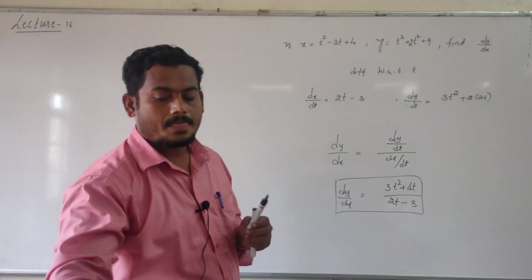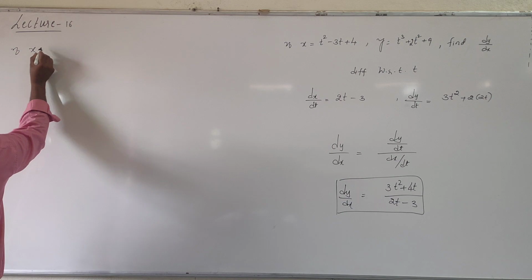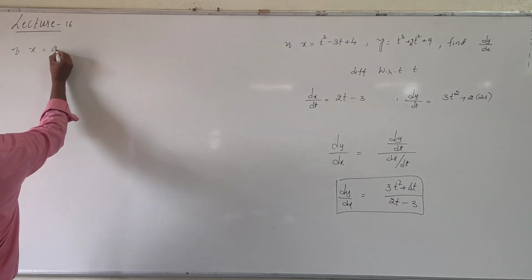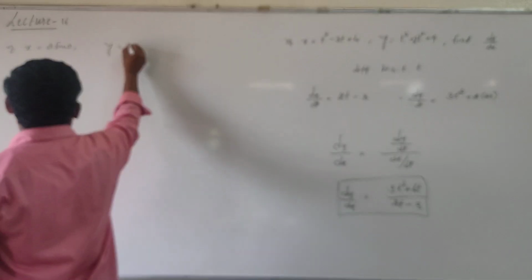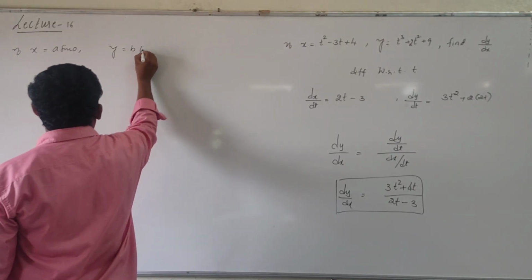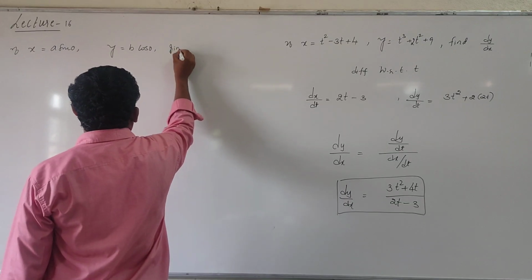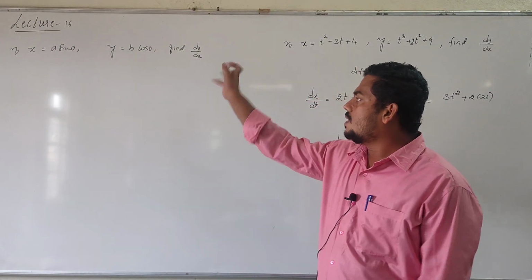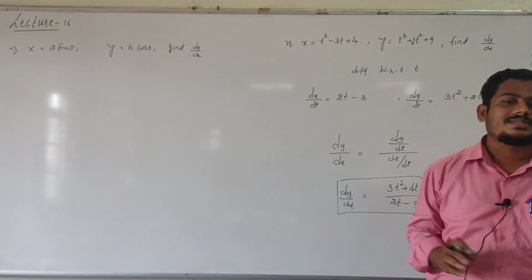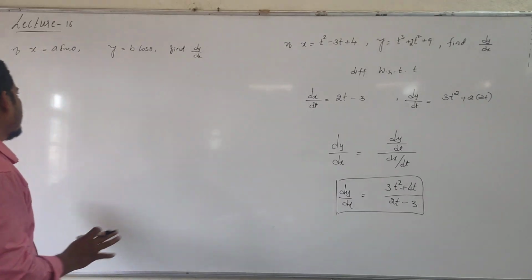Next, if x is equal to a sin theta and y is equal to b cos theta, find dy by dx. X equal to a sin theta, y is equal to b cos theta is given. Then what is dy by dx?